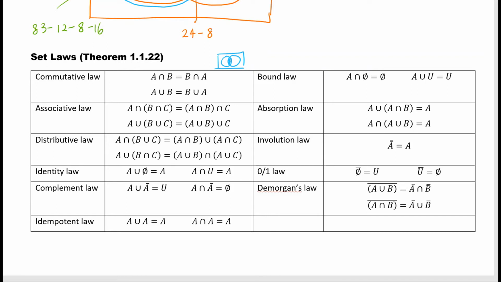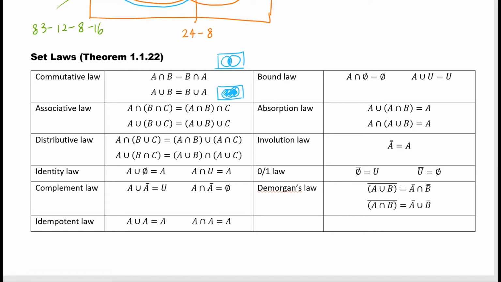Second, A union B equals B union A, and when we draw the picture, the union is this guy, right? So it's also commutative. And next, the associative law.